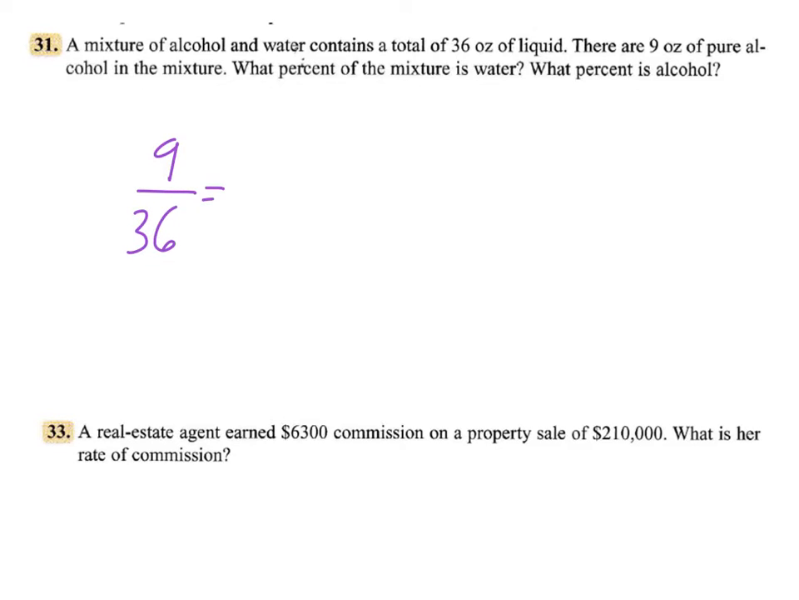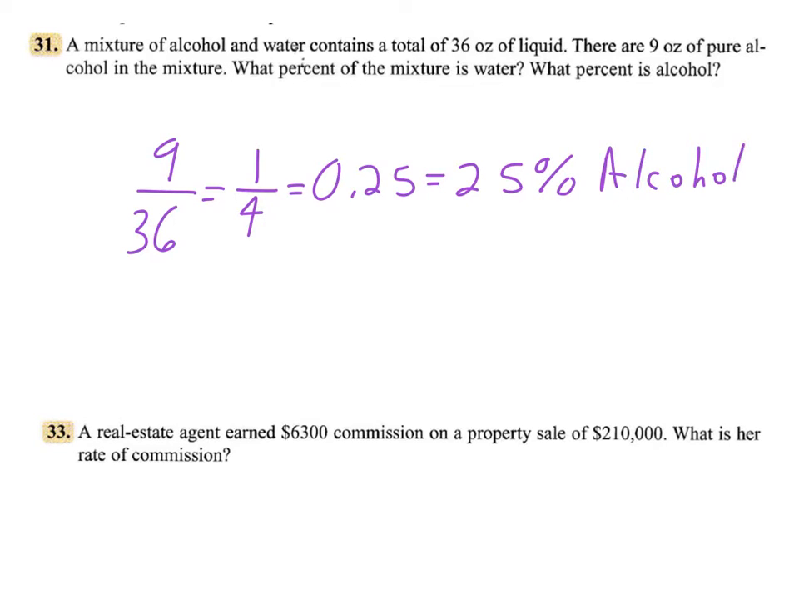Now this does reduce. It's 1/4, which hopefully you recognize as 0.25, which of course we should be able to convert to 25%. And that would be 25% alcohol. There's a couple different ways we could figure out the percentage of water. I would just figure, since it's 25% alcohol, then it must be 75% water.